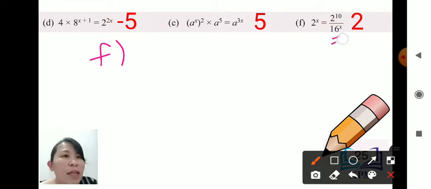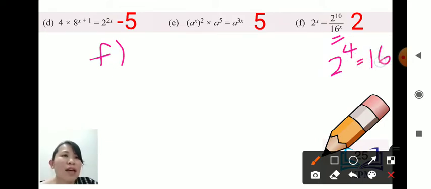We have 16 here. So 16, you have to change it to base 2. Base 2, 2 times 2 times 2 times 2, 2 to the power of 4 is 16. Okay, you can just try them using your calculator. 2 to the power of 1 is 2, 2 to the power of 2 is 4, 2 to the power of 3 is 8, 2 to the power of 4 is 16.